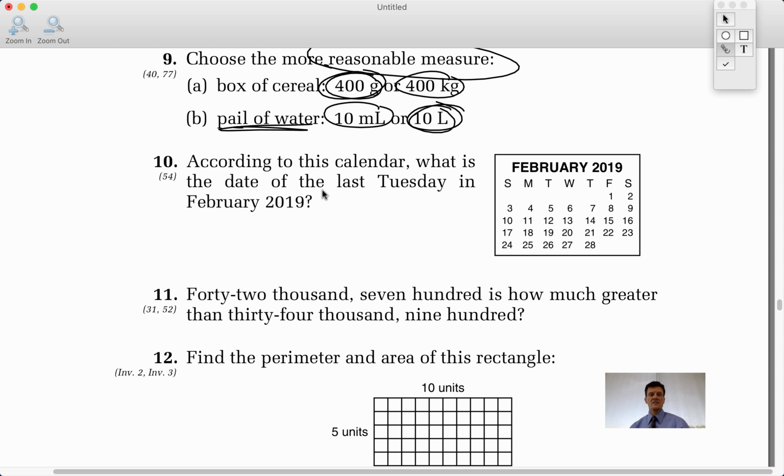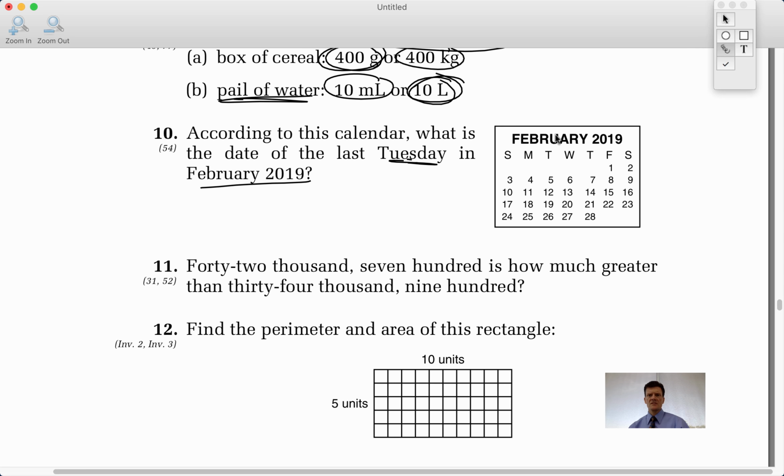What is the date of the last Tuesday in February 2019? So in February 2019, what is the date of the last Tuesday? So we want to go Tuesday, and the last one is the 26th.